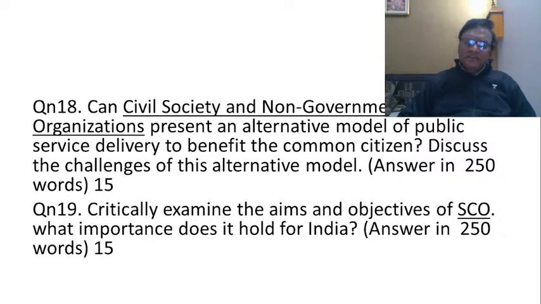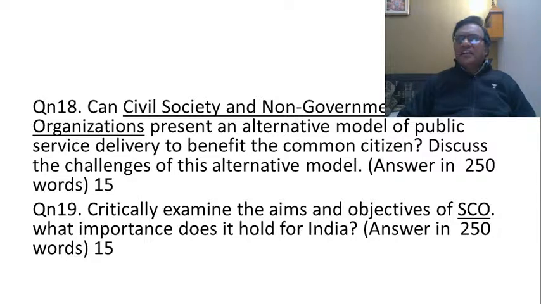Coming back to SCO, the Shanghai Cooperation Organization had come into existence basically to ensure political, economic, and security cooperation between the member countries. It had so many hiccups. We don't have to go into the history of all those things because you have to write only 250 words. The question says critically examine the aims and objectives. In 2017, India became a permanent member of this SCO, right? Basically, what are the objectives of SCO?